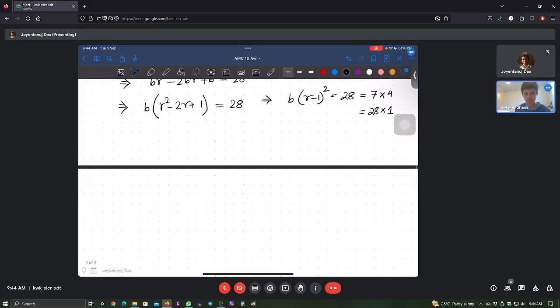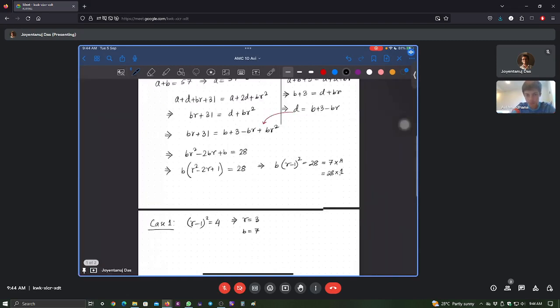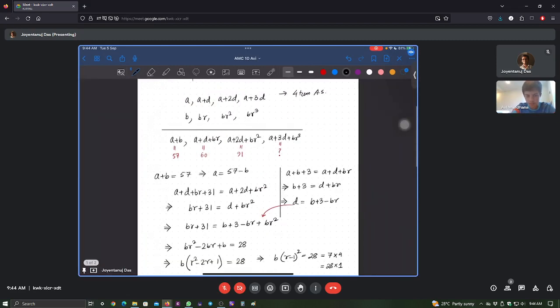So the case one is that (r minus 1) whole squared is 4. So this gives you r minus 1 equals 2, then r is equal to 3. So r equals 3, and you have b equals 7. If b equals 7, then now you have to find a and d, which we require.